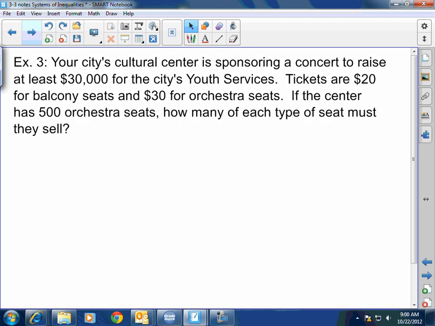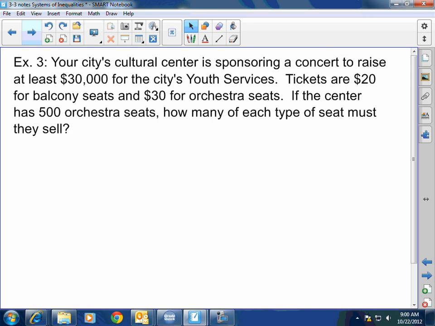All right, now, your favorite, word problems. Your city's cultural center is sponsoring a concert to raise at least $30,000 for a city's youth services. Tickets are $20 for balcony seats and $30 for orchestra seats. If the center has 500 orchestra seats, how many of each seat must they sell?